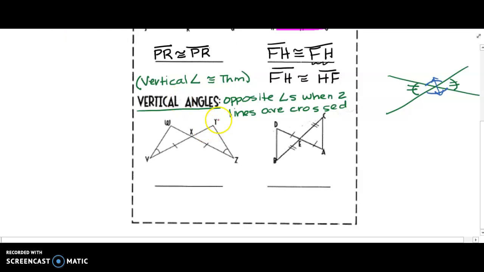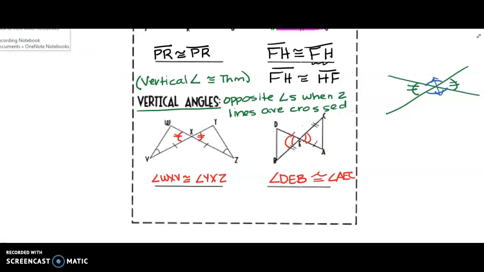If I have a diagram like this, my vertical angles would be this angle and this angle. I could say that angle WXV is congruent to angle YXZ. Anytime you have vertical angles, you know they're congruent. And then same here, angle DEB, which would be this angle here, is congruent to angle ABC.